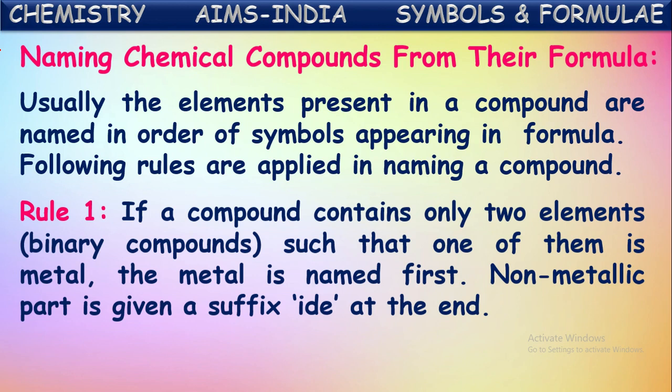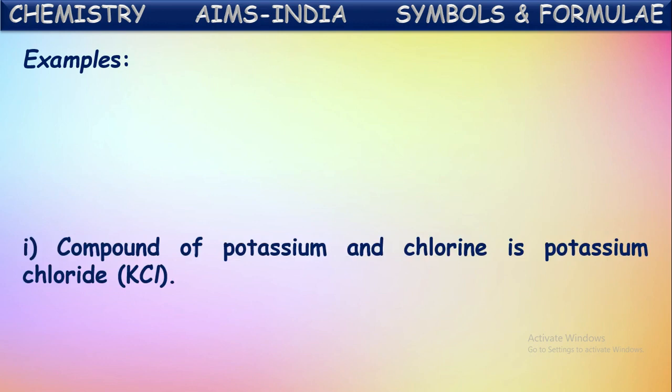What is that? If a compound contains only two elements, that means it is a binary compound, and one of the elements is a metal, then the metal's name is written first and then the non-metallic element's name is continued. And at the end of the non-metallic element's name, ide is attached by eliminating one or two letters from the non-metal's name. Let us see some examples to understand this.